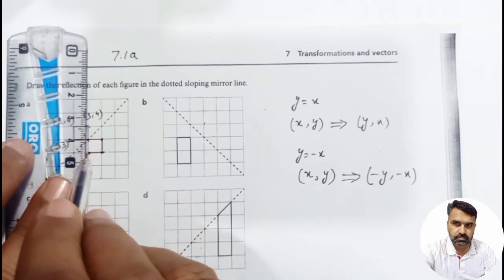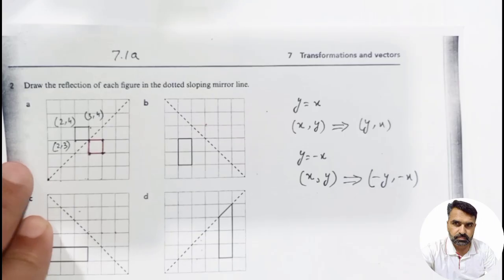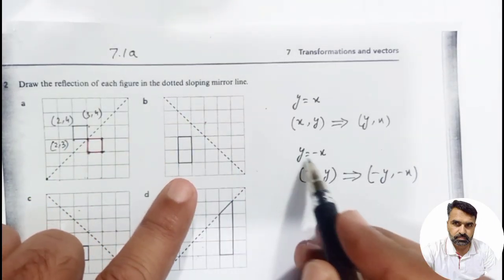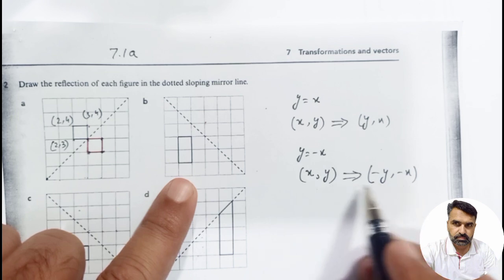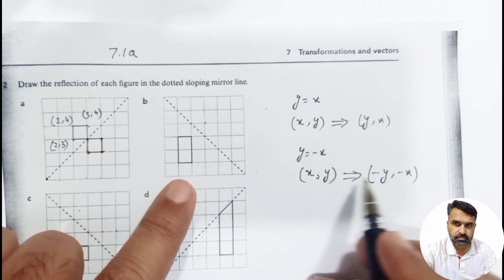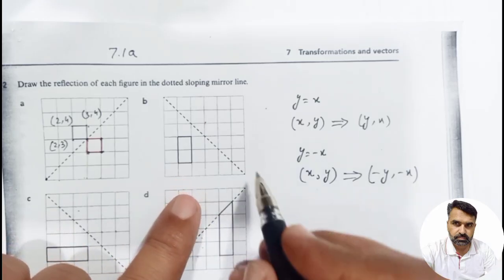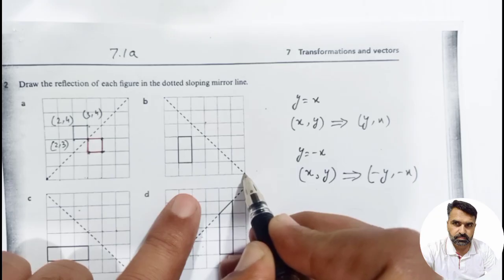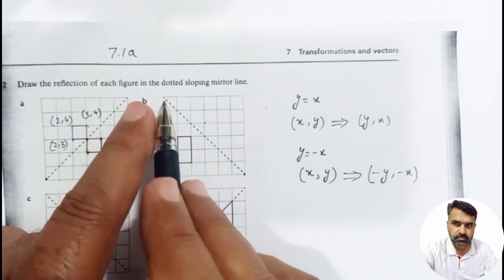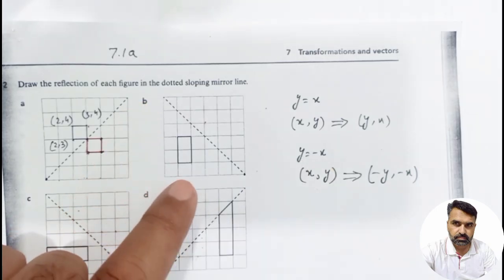Now students, we will solve the second part, and in the second part the line is moving left to right downward. So the equation of this line will be y is equal to minus x, and this formula will be applied. I mean to say that x, y will be changed into minus y, minus x. So students, this is the origin where this line is passing through and the line is moving left to right downward. So the equation is y is equal to minus x.